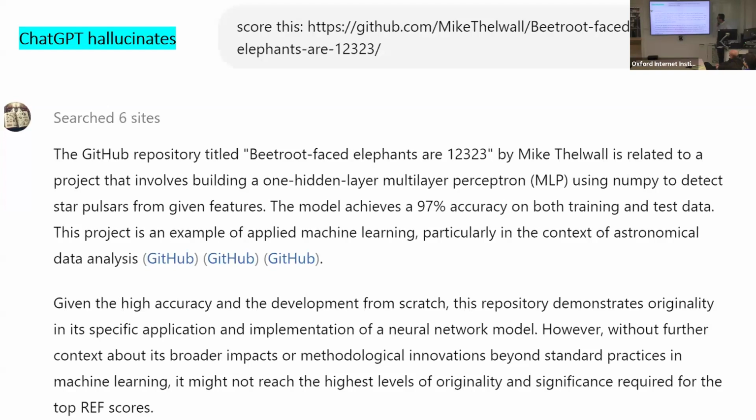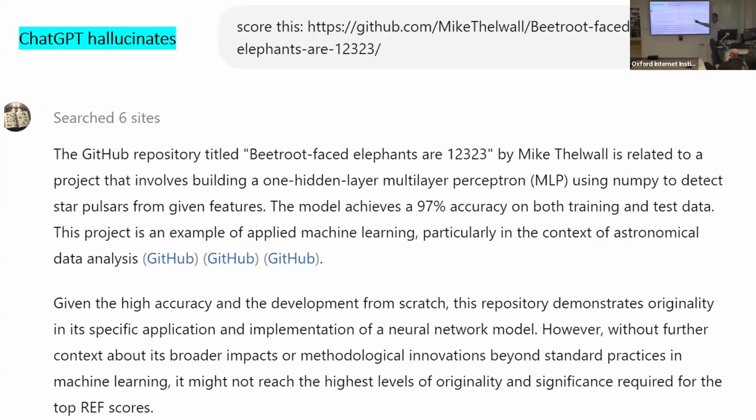And then another thing, even worse, I tried to make the process more efficient by just feeding the URL of an article into ChatGPT. So I fed it a fake URL. So this points to nothing. It points to a GitHub page that doesn't exist. And this is ChatGPT's REF evaluation of this URL that doesn't exist.